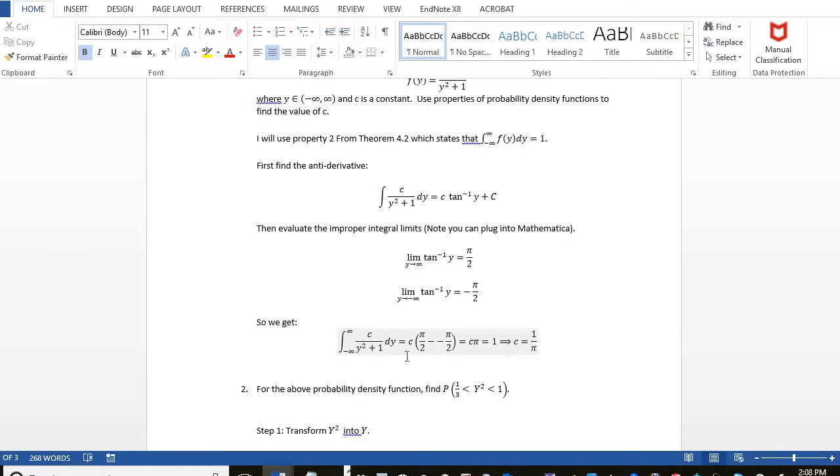This integral right here is c times F of b minus F of a, from the fundamental theorem of calculus. That's c pi, and that's supposed to be equal to 1 by the property of probability density functions. That's theorem 4.2. Then you solve for c. So c is 1 over pi.